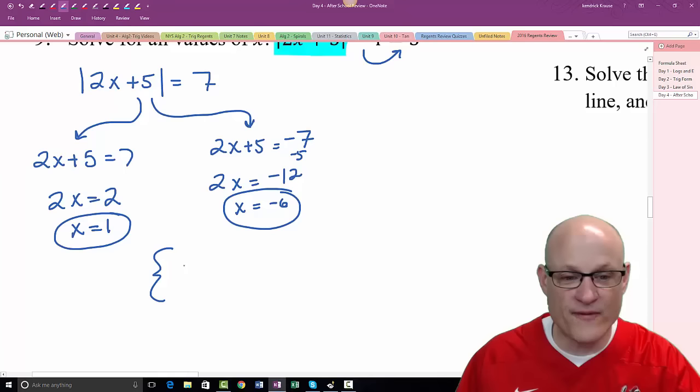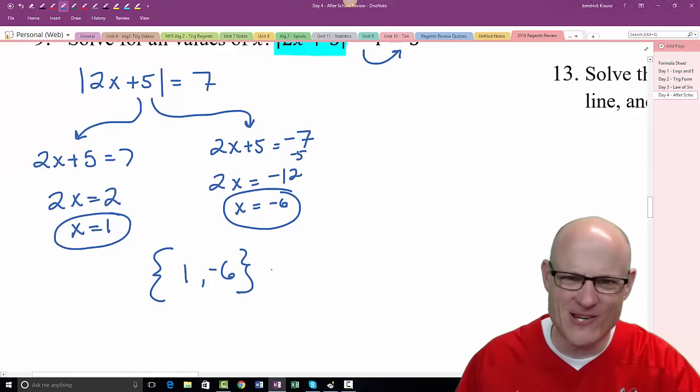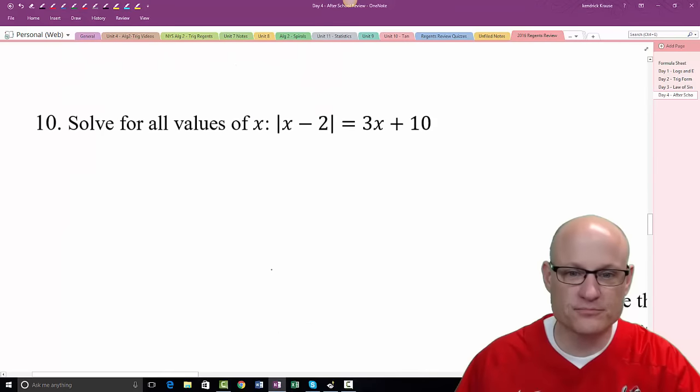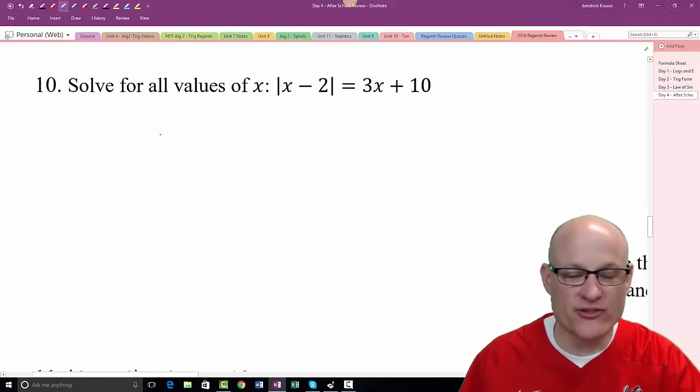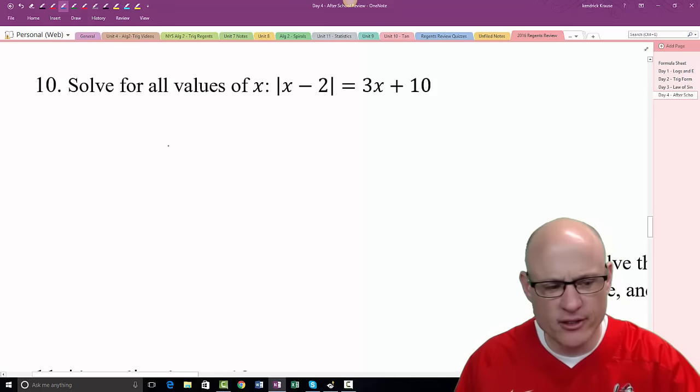Make your answers look professional. 1 and -6. Look professional. Make the grader go, man, this kid knows what he's talking about. I would check those. I'm not going to. I might check one. All right, so now let's talk about a little bit more realistic of an Algebra 2 question.